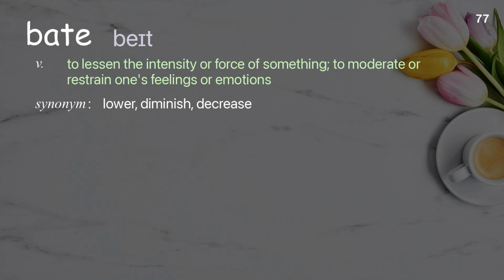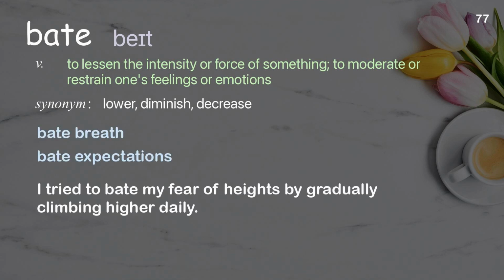Bait. To lessen the intensity or force of something, to moderate or restrain one's feelings or emotions. Examples: Bait breath. Bait expectations. I tried to bait my fear of heights by gradually climbing higher daily.